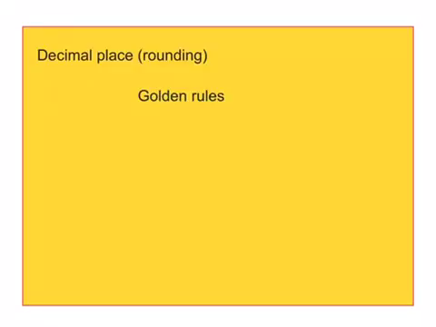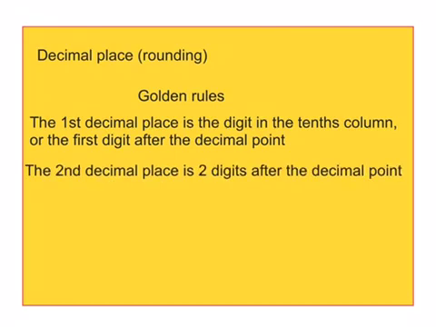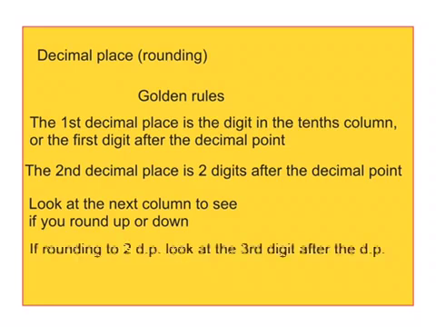Okay, so the golden rules that we need to remember when we're dealing with rounding with decimal places. So the first decimal place is the digit that's in the tenths column, or the first digit after the decimal point. And then the second decimal place is the digit that's in the hundredths column, or the one that's 2 digits after the decimal point. And so on the third decimal place, 3 digits after the decimal point. And then you look at the next column to see if you round up or down.